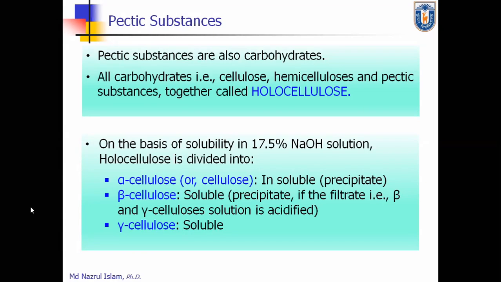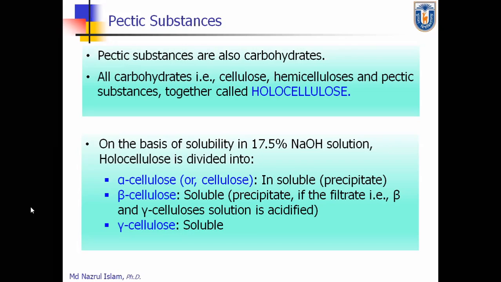Then we are adding 17.5% sodium hydroxide, it means alkaline. So make it neutral condition: add more water, and some acid, so it comes into neutral condition. When it comes into the neutral condition, you will see there is some precipitation at the bottom. That precipitate part is also cellulose, we will say that is the beta cellulose. And a portion that will not precipitate even after neutralization of that solution, we will say that is the gamma cellulose.